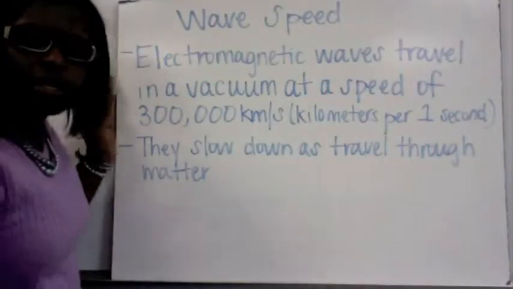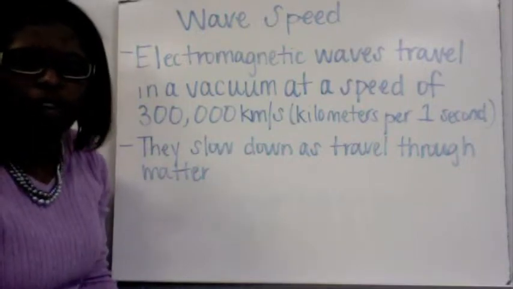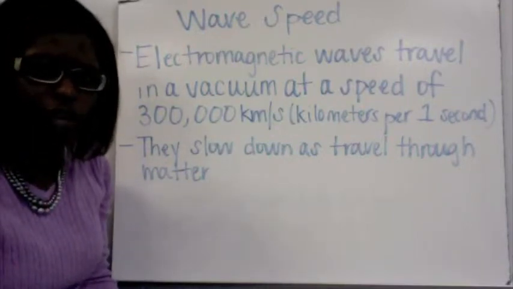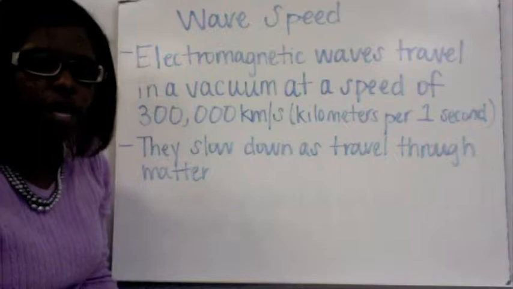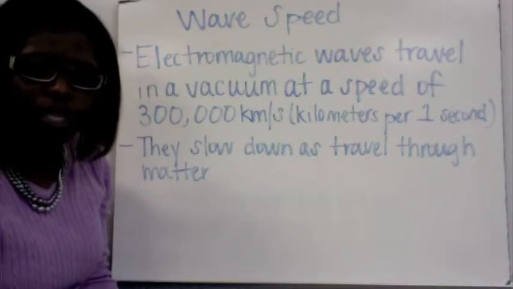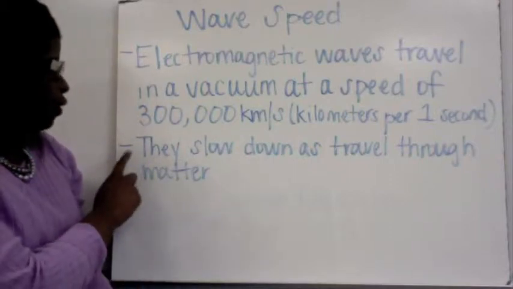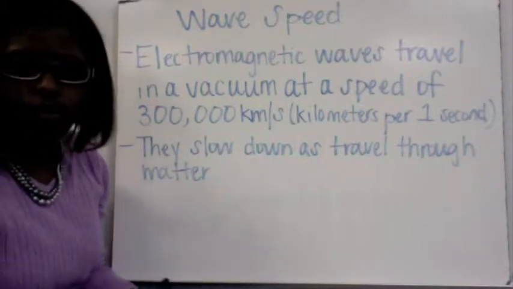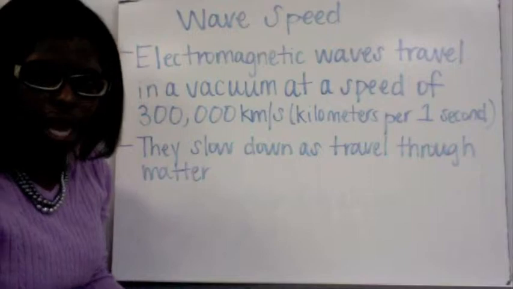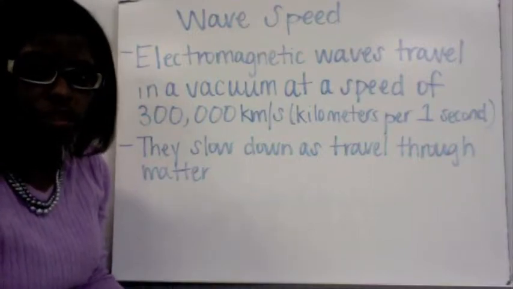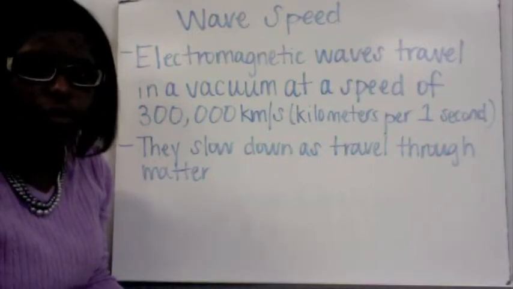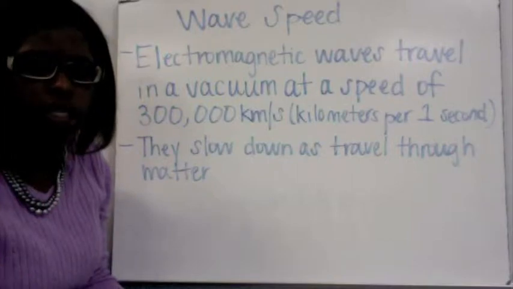So wave speed. Electromagnetic waves travel in a vacuum, which means they have no gravity or force exerting upon them. And they travel in this vacuum at a speed of 300,000 kilometers per second. They actually slow down as they travel through matter. Glass would be an example. Traveling through the atmosphere is also an example of waves traveling through matter, which is going to slow them down.